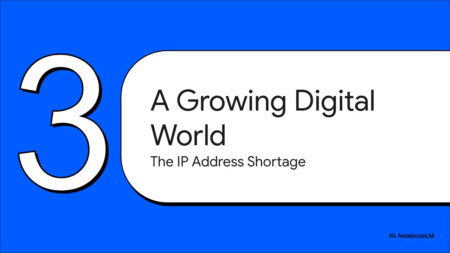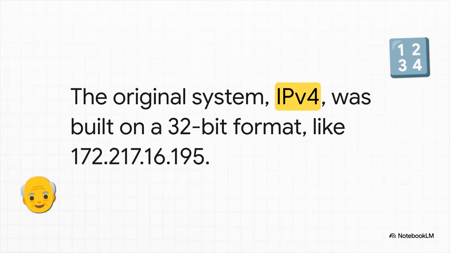And, speaking of a limited supply, that became a huge problem. See, the original system for IP addresses was designed way back in the early days of the internet. The inventors were brilliant, but they never in a million years imagined a world where billions of people would each have a phone, a laptop, a watch, a TV, all connected at once. That original system is called IPv4. It uses that format you've probably seen before, 4 sets of numbers separated by dots.